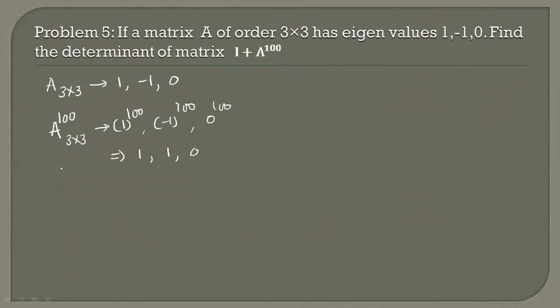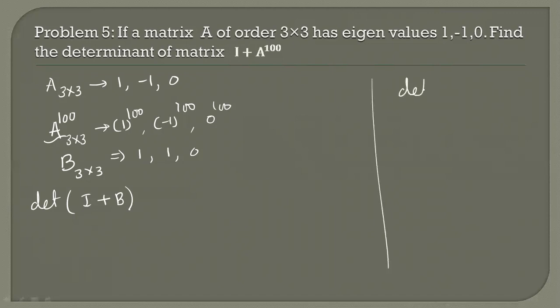Now, call A to the power 100 as matrix B. Then our aim is to find the determinant of I plus B. But we cannot separate it because here is some confusion. Some people think the determinant of P plus Q is equal to the determinant of P plus the determinant of Q. This is wrong. This is not true in general.